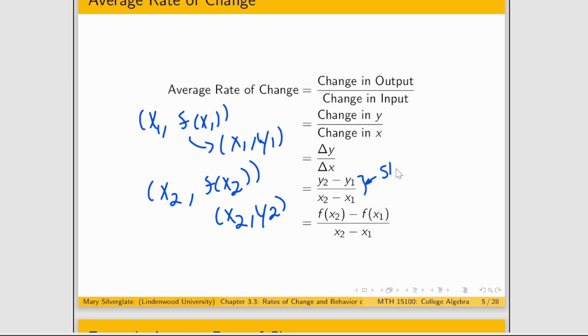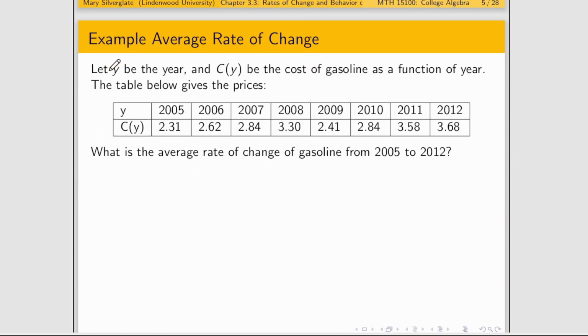Slope is a special case of average rate of change whenever you're talking about a linear function, and average rate of change generalizes it to talk about the typical change between 2 points on any function. Let's look at an example.